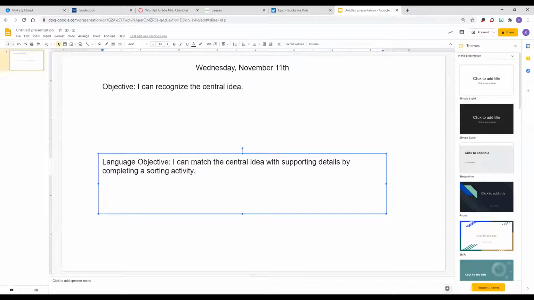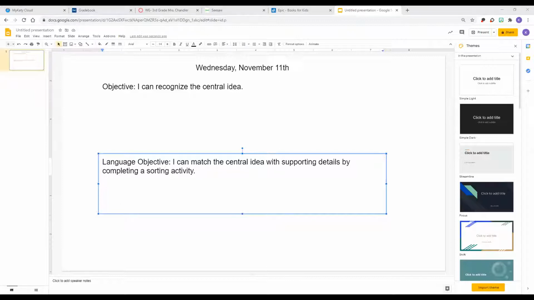So in that language objective that I just wrote, what do you think we're going to be learning about? What are those new words in there that I just added? Bianca, what are those new words? Supporting details? Yes, so I just added supporting details.